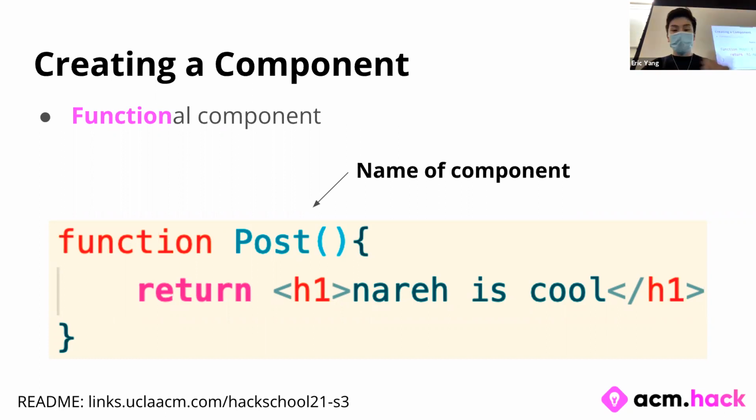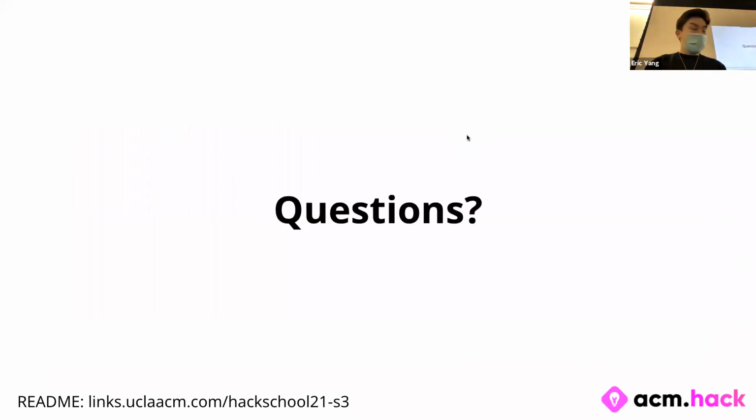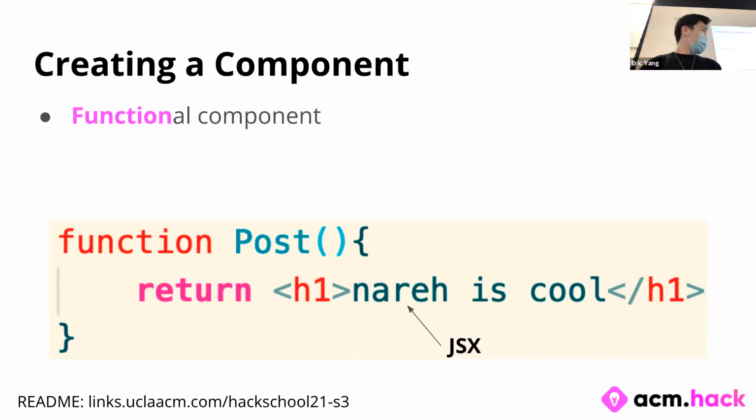Breaking down this functional component, first of all, we have the name of the component, which is also the name of the function in this case. The return of this function is going to be the JSX, which we want to basically render into our page. So yeah, any questions about the component so far? I noticed that was kind of quick, but I'll be doing a demo later on, so don't worry if you have too many questions.